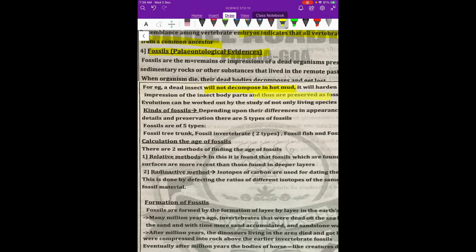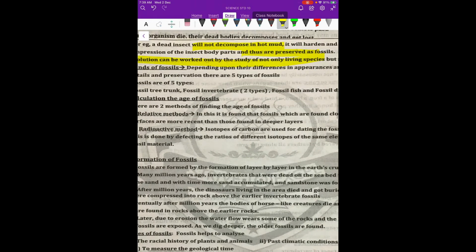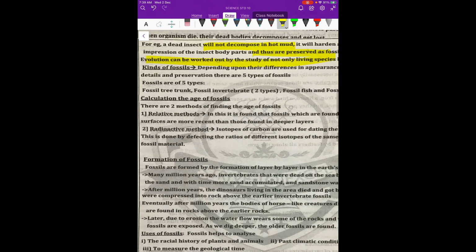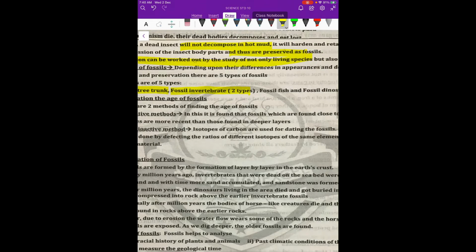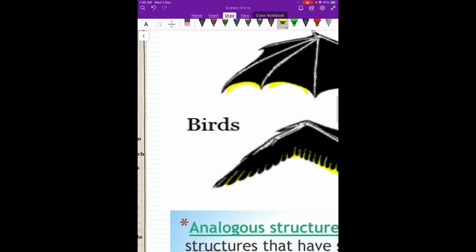And when we are excavating, we are exploring, we find fossils. So these are called fossils. Now depending on the appearances, there are actually 5 types of fossils. One is called fossil trunk trees. Fossil invertebrates are of 2 types, then fossil fish and fossil dinosaurs. So these are actually fossils.